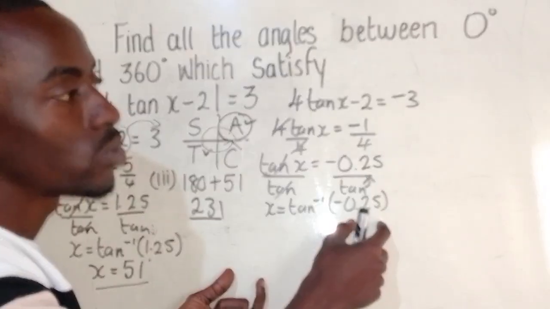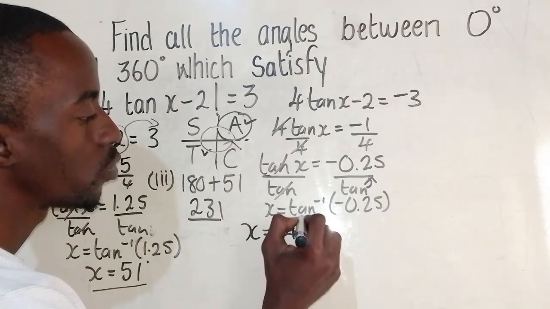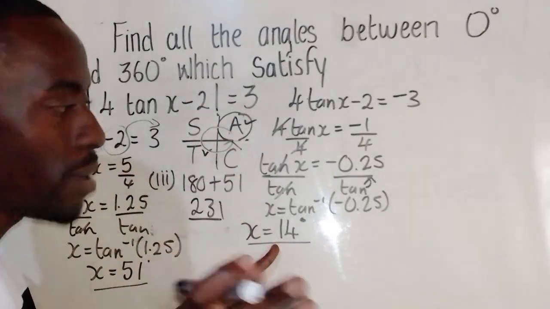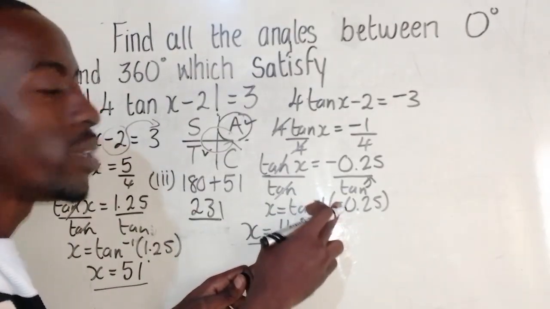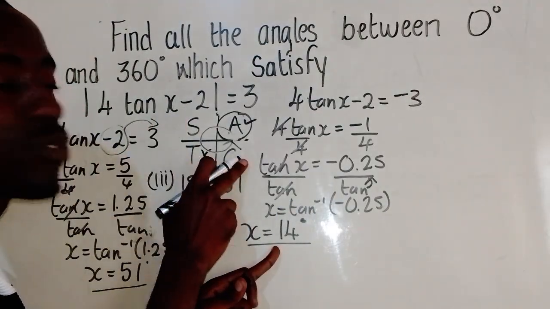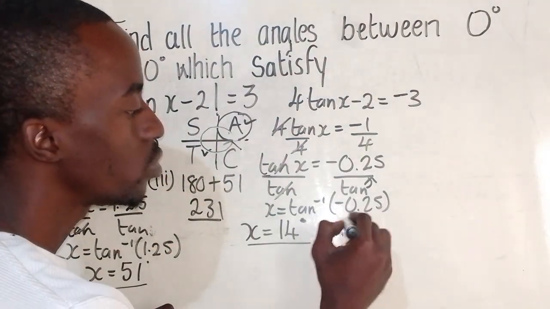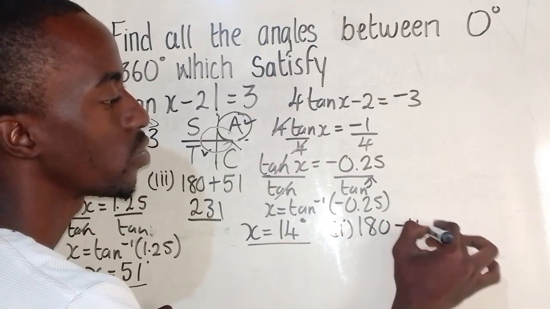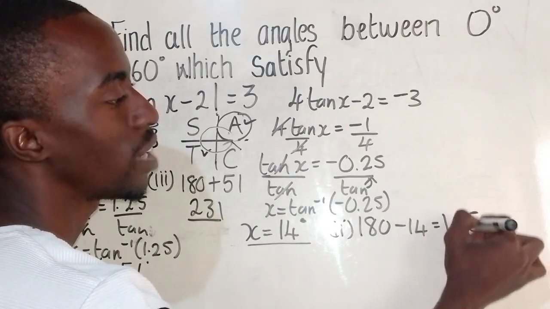So when you press this, you are going to get x equal to 14 degrees, which is the first angle in the first quadrant. But now remember, as you can see, there's a negative. This negative is telling us we're supposed to find where tan is negative, which is in the second and in the fourth. So in the second, you say 180 minus 14. 180 minus 14 is going to give me 165, which is the angle.